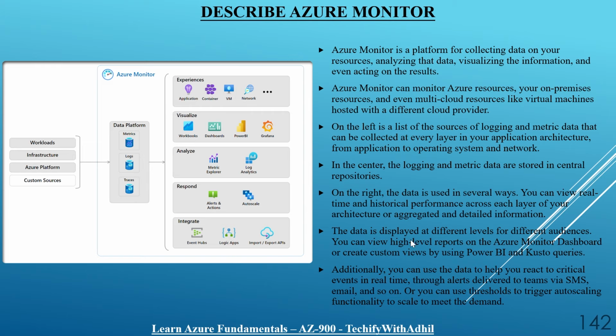So the data is displayed at different levels for different audiences. You can view high-level reports on the Azure Monitor dashboard or create a custom view by using Power BI and Kusto queries. Additionally, you can use the data to help you react to critical events in real time through alerts delivered to teams via SMS, email, and so on. Or you can use the threshold to trigger auto scaling functionality to meet the demand.